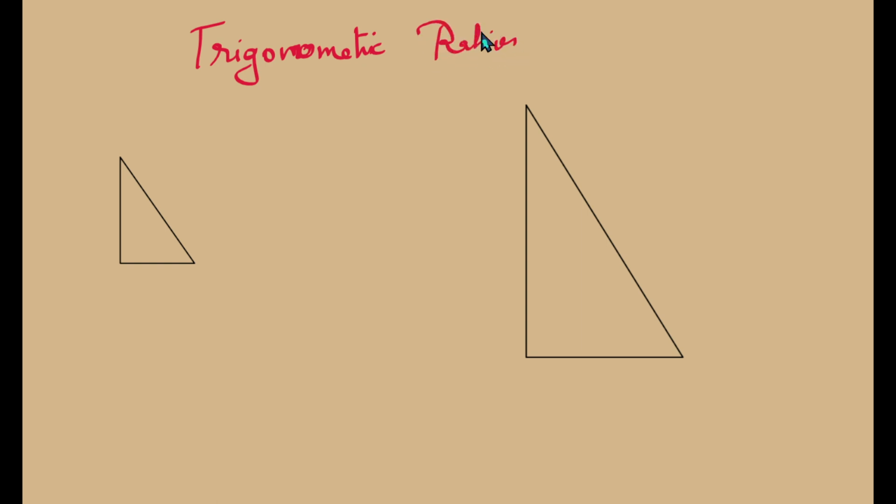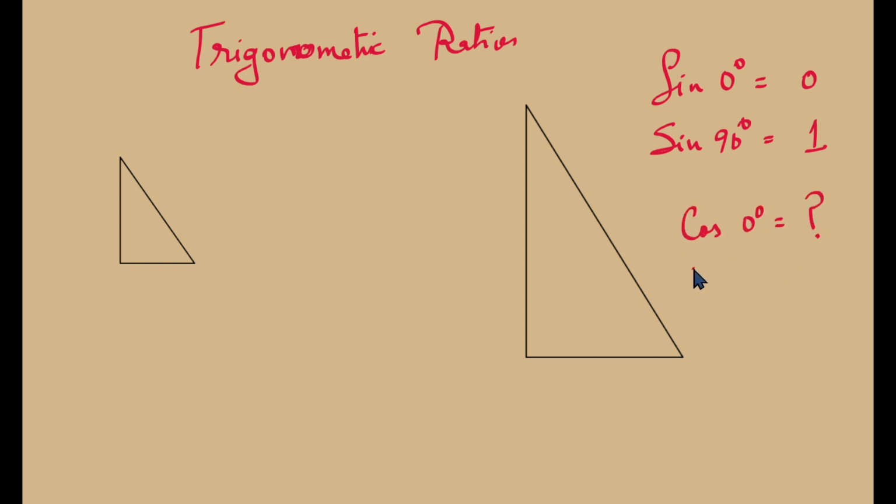In our earlier video, we arrived at the value of sine of 0 degrees and found that it was equal to 0, and at the same time we also arrived at sine of 90 degrees and found that this was equal to 1. In this video, let us find what is cos 0 degrees and what is cos 90 degrees using the same technique which we did for the previous two ratios.